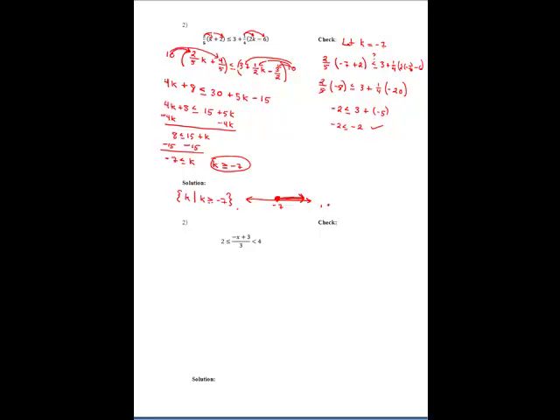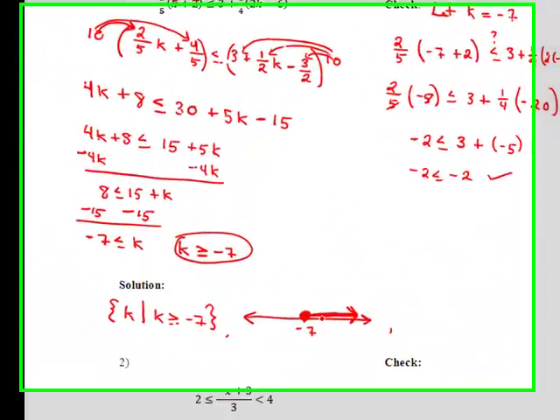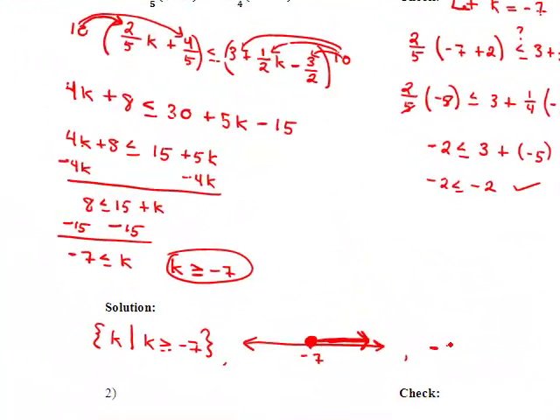And finally, my interval notation. This time, my answers go from negative 7 to positive infinity. It includes negative 7, so I'll use a bracket, and I'll use a parenthesis at infinity because we always use parentheses, regardless if it's inclusive or not on the inequality.